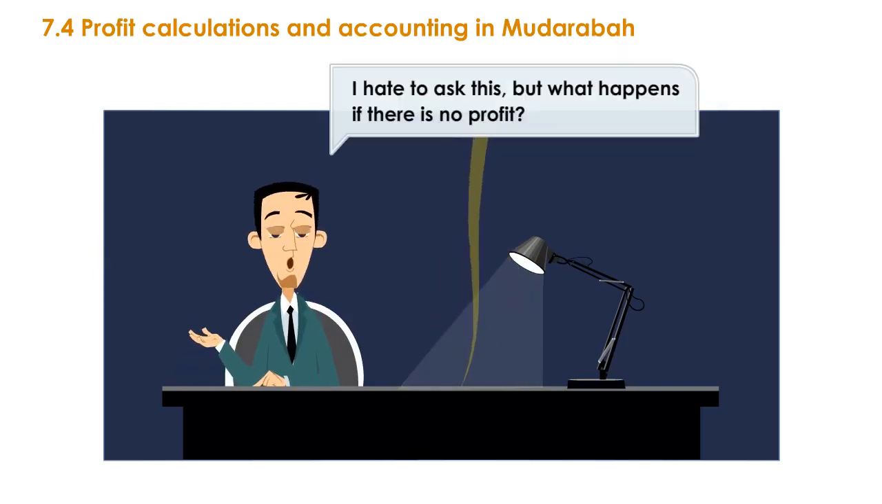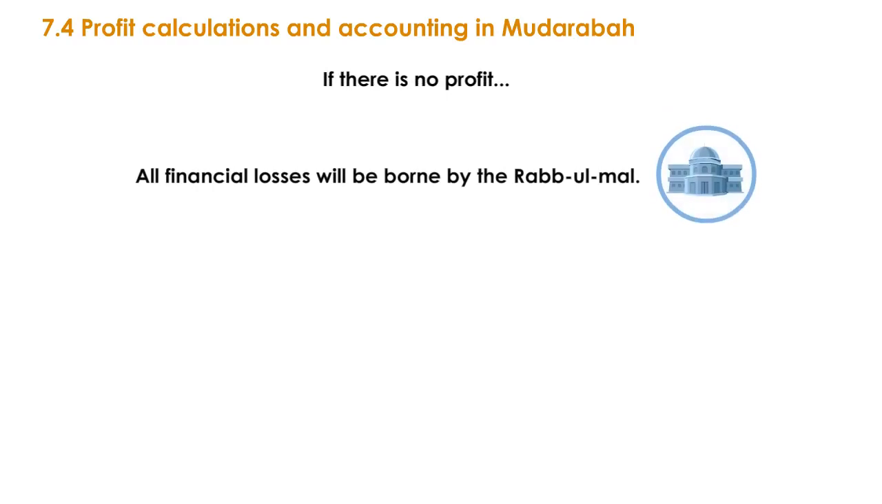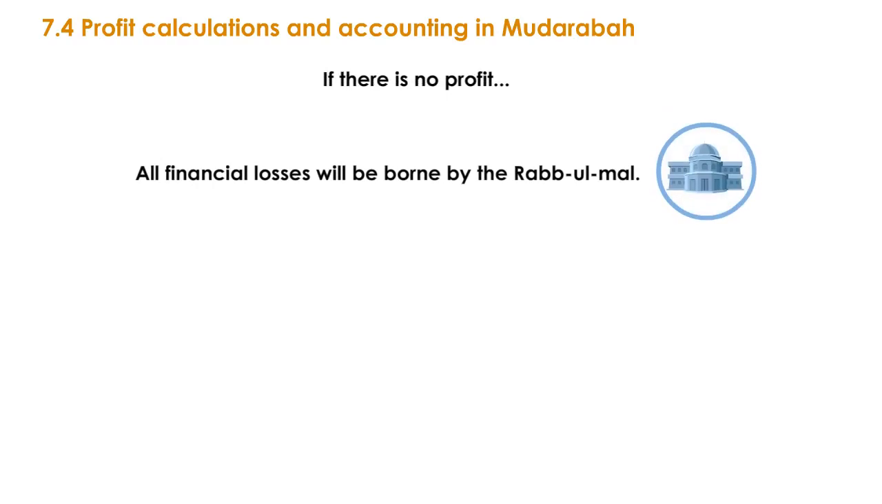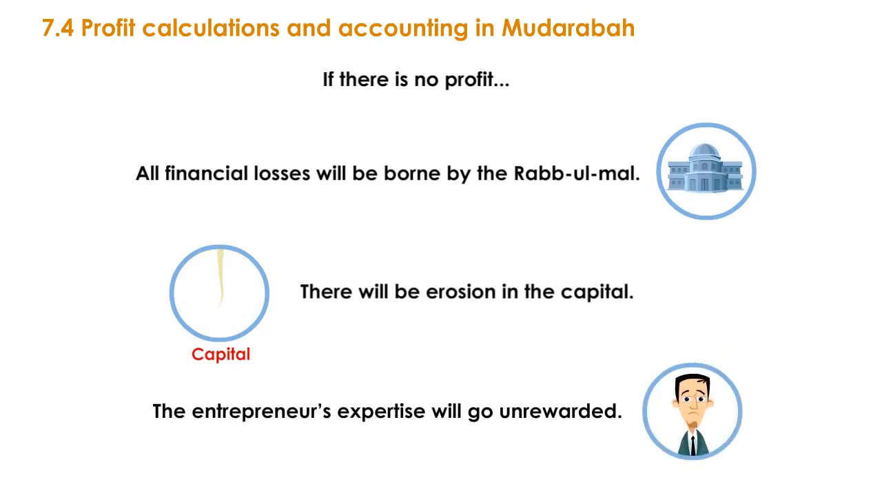I hate to ask this, but what happens if there is no profit? If there is no profit, all financial losses will be borne by the Rabul Mal. There will be erosion in the capital. The entrepreneur's expertise will go unrewarded.